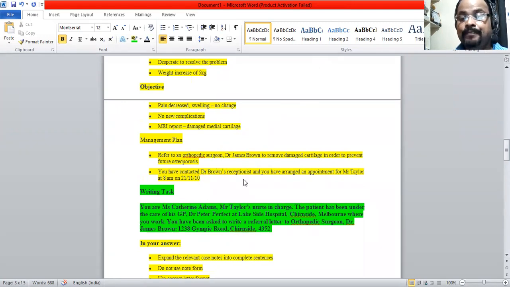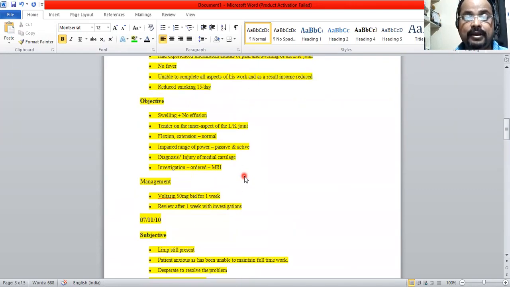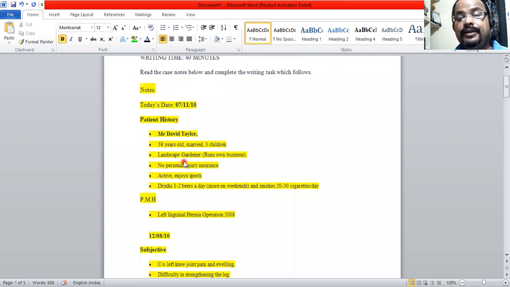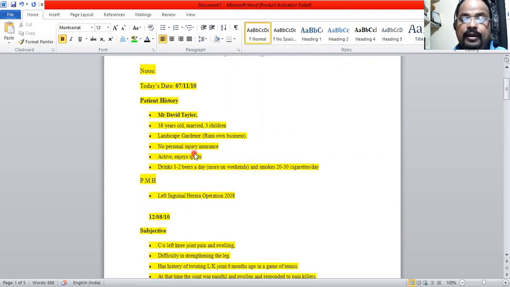Let's go in detail with the case from the very beginning. It's a 38-year-old married landscape gardener, and today's date is 7. He has no personal injury insurance. He was active, he enjoys sports, and he is a chronic smoker. He smokes 20 to 30 cigarettes per day, and drinks around 1 to 2 cans of beer, and more on weekends, Saturday and Sunday. The past medical history shows that he has a left inguinal hernia, and the operation was done in 2008.